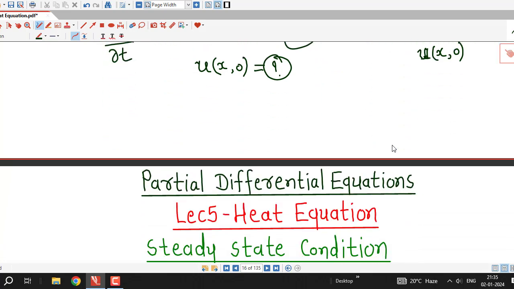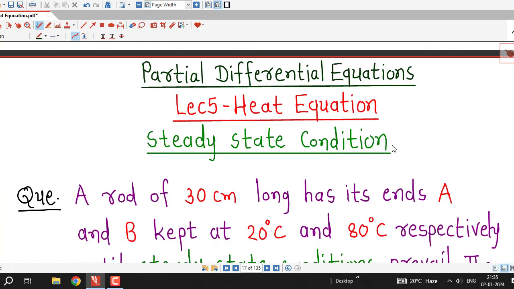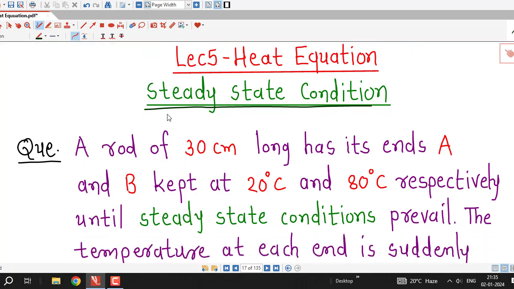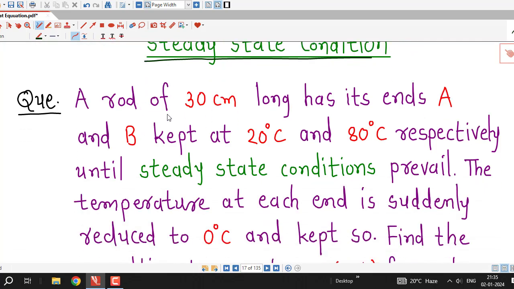So here we have a mixture of both the states. I have given the title as steady state condition. Initial condition will be decided from the steady state situation. So we understand with the help of this example.